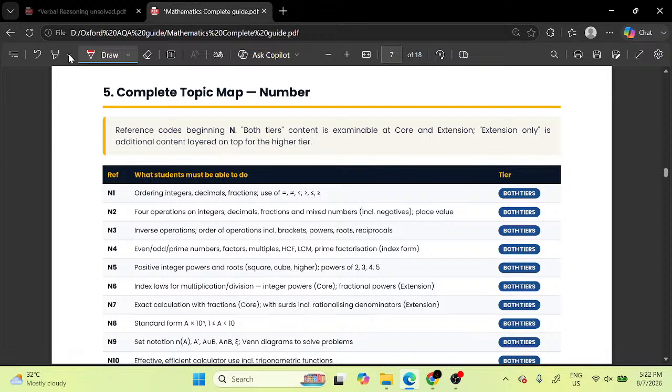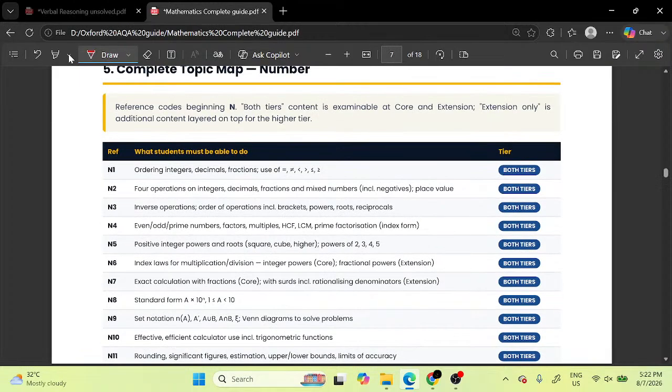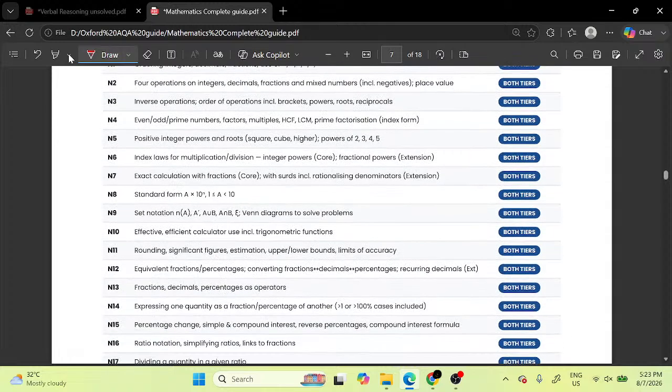Operations will also be tested in both tiers: decimal, fraction, percentages. Inverse operation, order of operations including brackets, powers, roots, the BODMAS rule, will be tested in both of the tiers, core and extended both. Even, odd, prime numbers, factors, multiples, HCF, LCM will be tested in both of the tiers, index form, positive integer powers and roots, square root, cube root, and the powers of 2, 3, 4 and 5. So these are the topics that will be tested in both of the tiers.